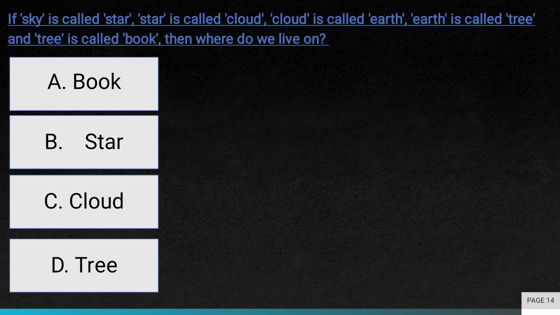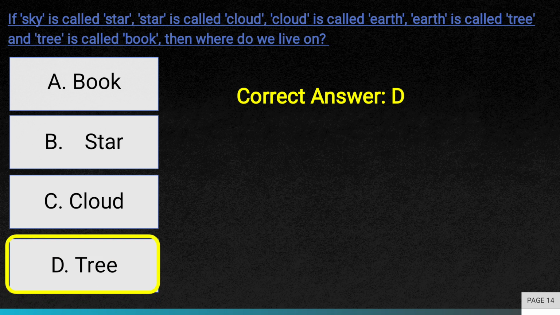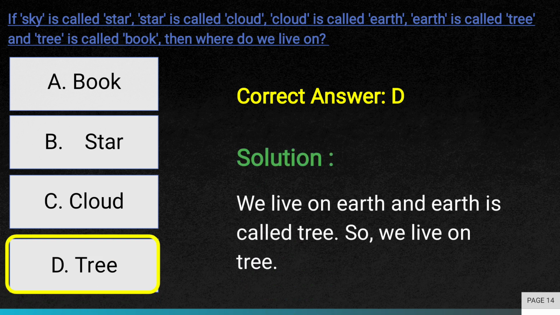If the sky is called star, star is called cloud, cloud is called earth, earth is called tree, and tree is called book, then where do we live on, right? So options are here: book, star, cloud or tree. You have to find out the right one. The question is asking about where do we live on. We live on earth, and what do we call earth? Earth is called tree. Correct option D. Okay, we live on earth and earth is called tree, so we live on tree.